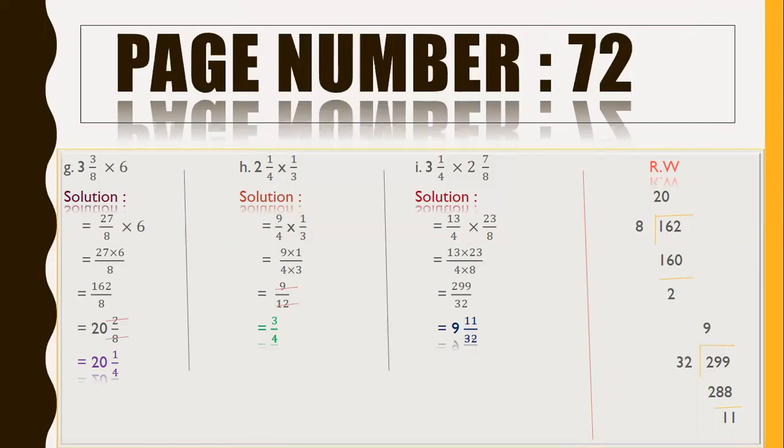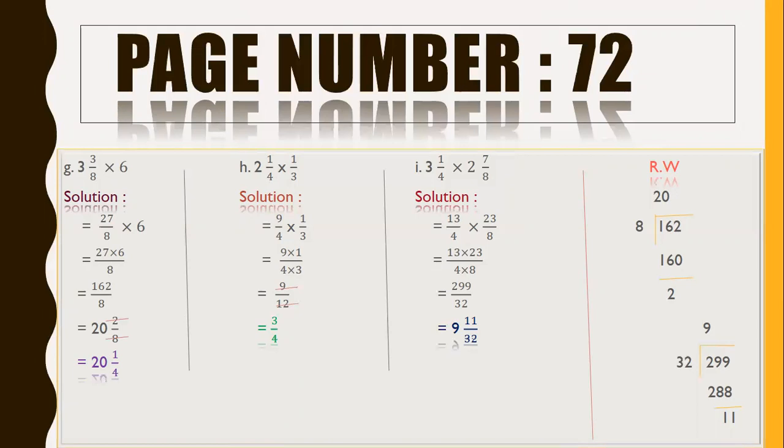Part H, one is a mixed number and the other is a proper fraction. First you convert it into an improper fraction and then you multiply it with the proper one. After the multiplication we get 9 over 12 and we cancel it directly because we can divide 9 and 12 by 3. 3 over 4 is our required number. We cannot convert it into a mixed fraction because 3 is smaller than 4. The answer is a proper fraction.